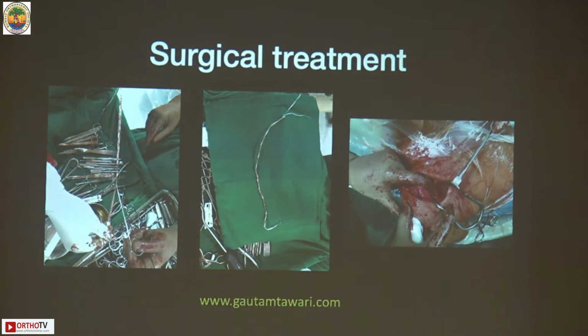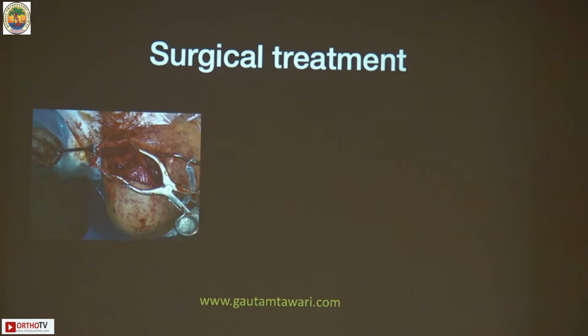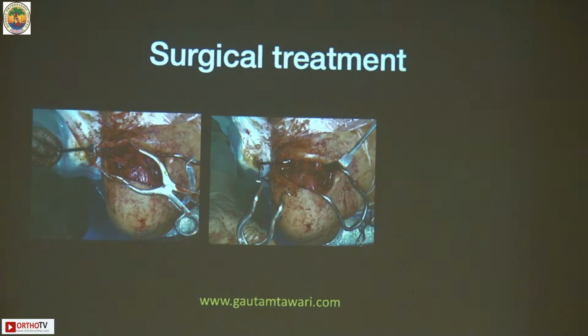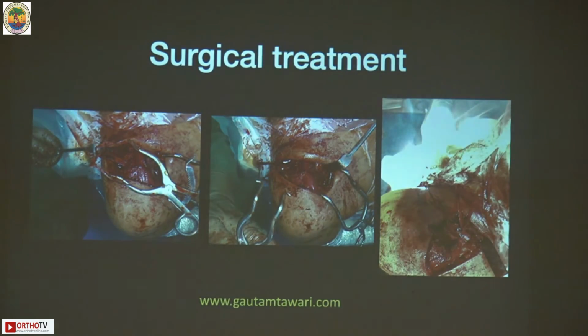The approach is a beach chair position. It's a saber cut on the lateral end of the clavicle. After dissection, the Mersilene tape with the FiberWire is passed under the coracoid and brought up, tunnels are drilled in the clavicle, and then a button is used to tie the tapes onto the clavicle to reduce the distance.